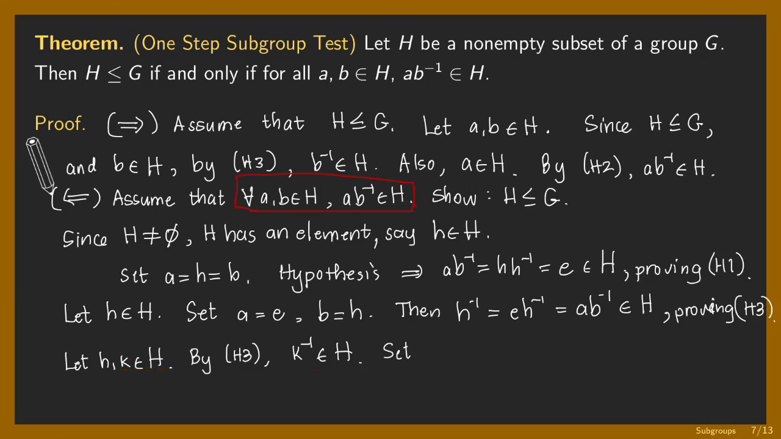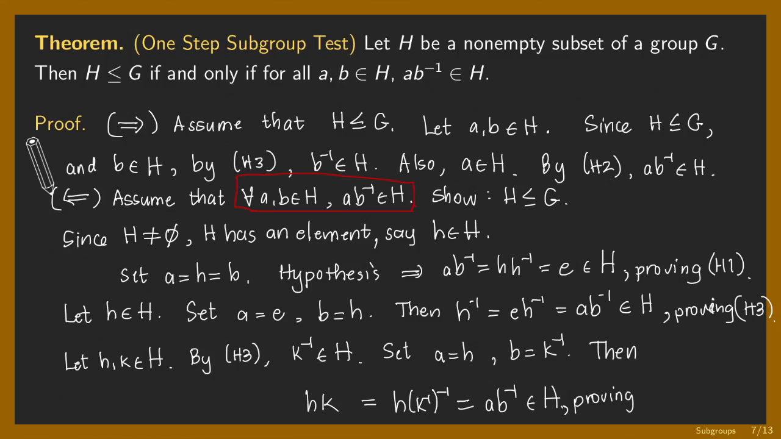So what I do, I set A to h and B to k inverse. Then, similarly, I know by the box property that AB inverse is in H. But what is AB inverse? AB inverse in this context is h (k inverse) inverse. But what is h (k inverse) inverse? That's hk. And this proves H2. So as a conclusion, let me just write the conclusion here. H is a subgroup of G. And that completes the proof.